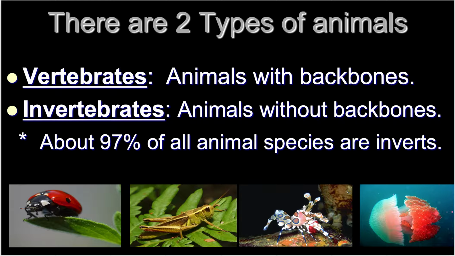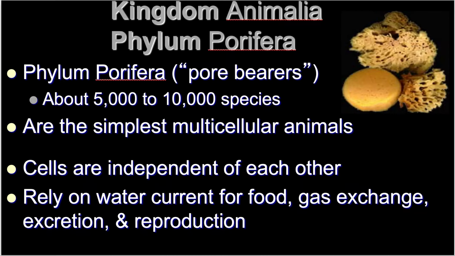The vertebrates we'll get to later in the year, and those are animals with backbones, and invertebrates don't have a backbone. We're going to spend the next 4 units of this course focusing on invertebrates. About 97% of all animal species are actually invertebrates, which is why we're going to take so much time on them. All right, so the phylum Porifera is our first phylum we're going to look at.